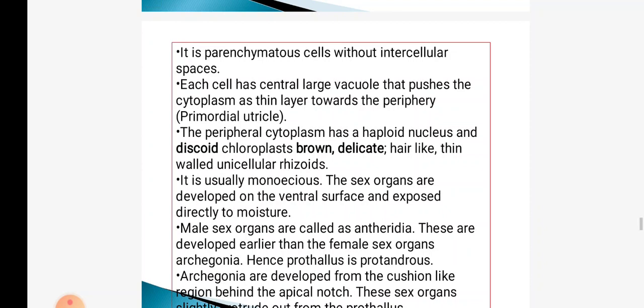It is usually monoecious. The sex organs are developed on the ventral surface and exposed directly to moisture. Male reproductive organ: Antheridia; female reproductive organ: Archegonia. Antheridia develop earlier than the female reproductive structures, Archegonia. Hence, the prothallus is called protandrous.